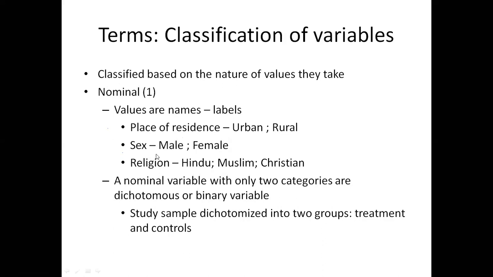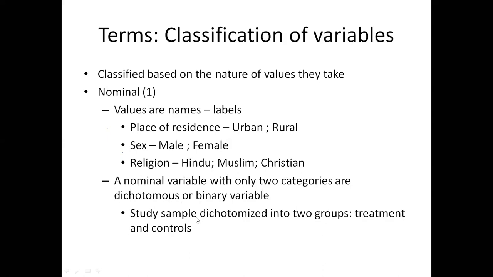Likewise, gender, you have two categories, male and female. And likewise for religion, you have three categories as measured, like Hindus, Muslims, and Christians. So those are called nominal variables, where the values are just names and act as labels. They do not have any inherent meaning in themselves. So if you have only two categories or two broad values, then those are called dichotomous or binary variables.